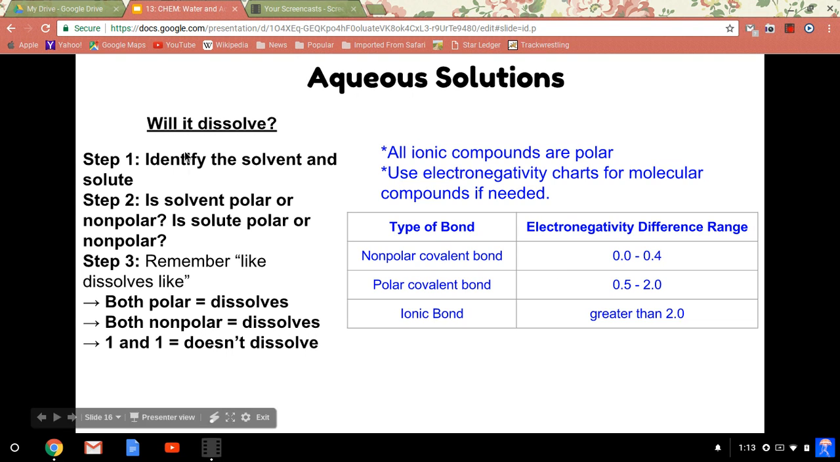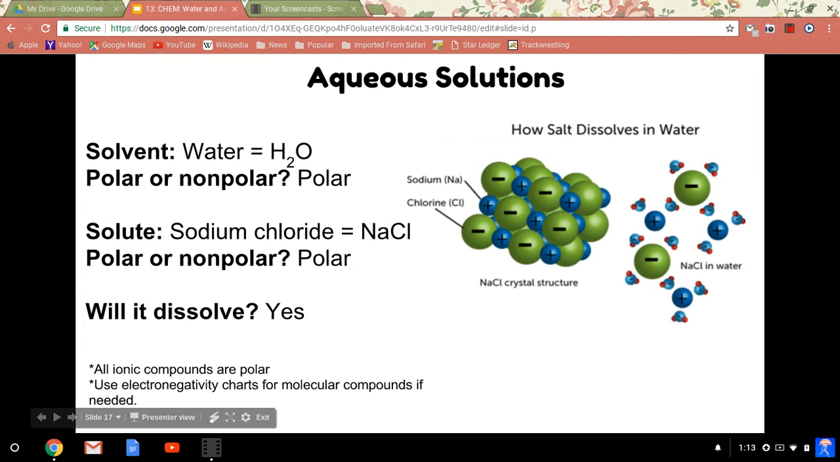So you figure out, is the solvent polar or nonpolar? Is the solute polar or nonpolar? And then step 3, like dissolves like. If both of them are polar, it dissolves. If both of them are nonpolar, it dissolves. If you have one that's polar and one that's nonpolar, it will not dissolve.